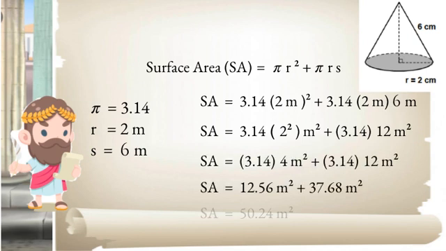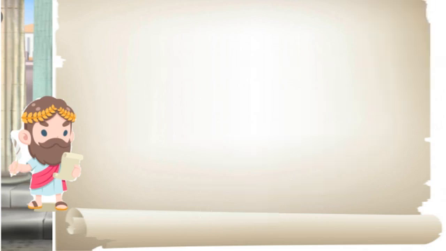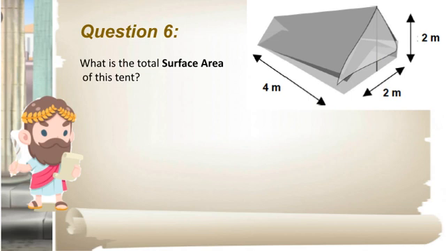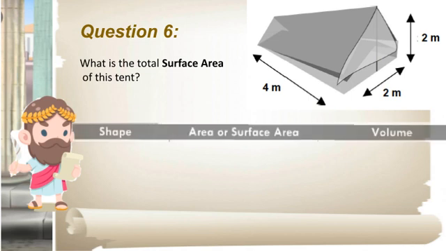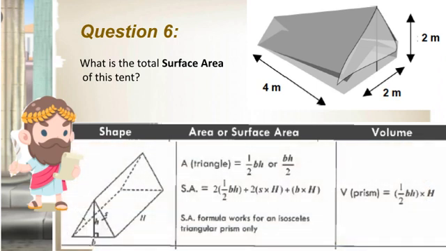Now, let's attempt a very challenging problem that will require imagination and patience, seen here. Let's calculate the surface area of this tent. Again, using your formula sheet, tell me what the correct formula is to calculate the surface area of this shape. Excellent work. The correct formula is the surface area for a triangular prism equation, seen here.